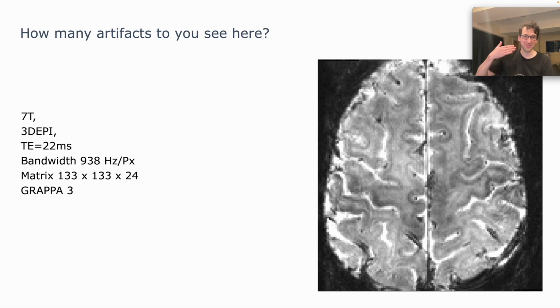The next quiz would be this data set. So we're going through different TRs here, and I'm asking you, how many artifacts do you see here? Is it 1? Is it 2? Is it 3? Is it more? I think it's more, right? Let's look at a few of them.